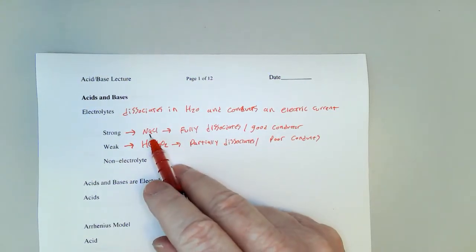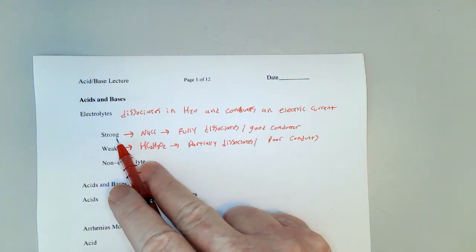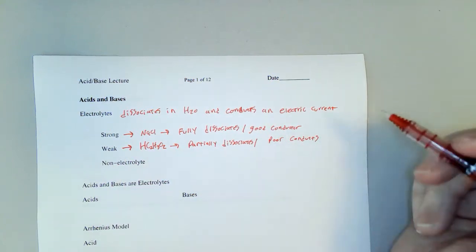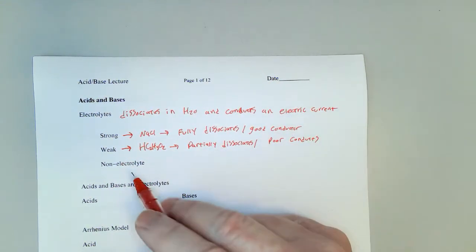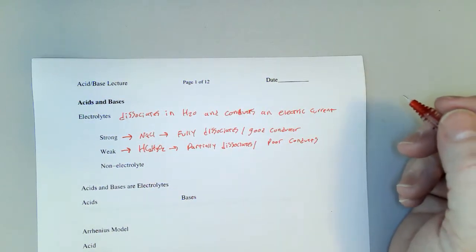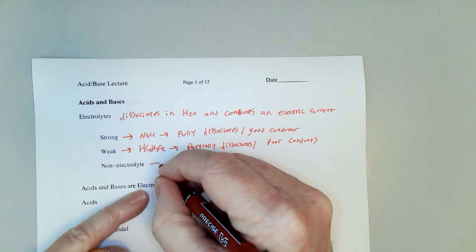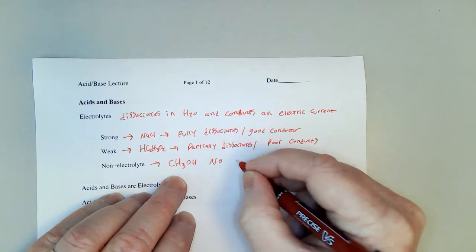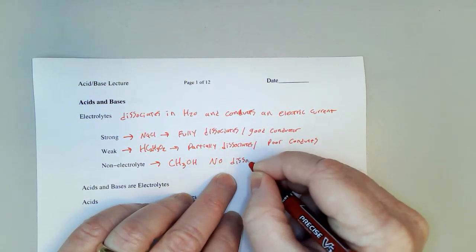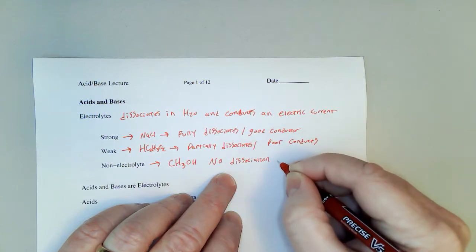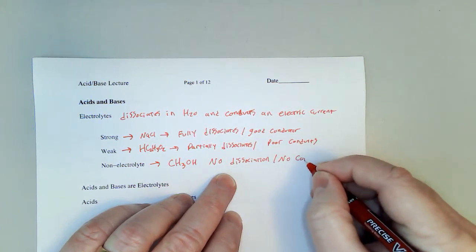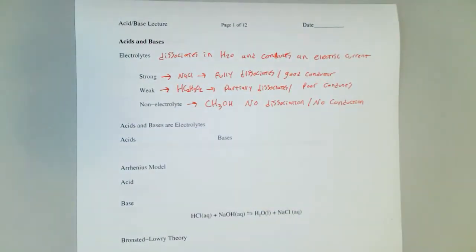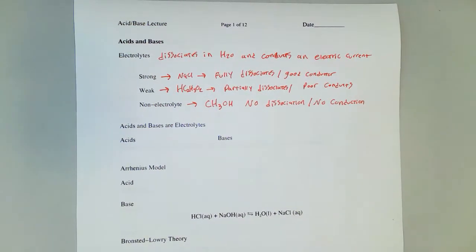Now, ionic and strongly polar covalent substances are strong electrolytes. Weakly bonded, not a big difference in electronegativities would represent the weak electrolytes. Non-electrolytes are purely covalent things like methanol, CH3OH, no dissociation, no conduction. All right. Now, the reason we bring this up is that acids and bases are electrolytes.